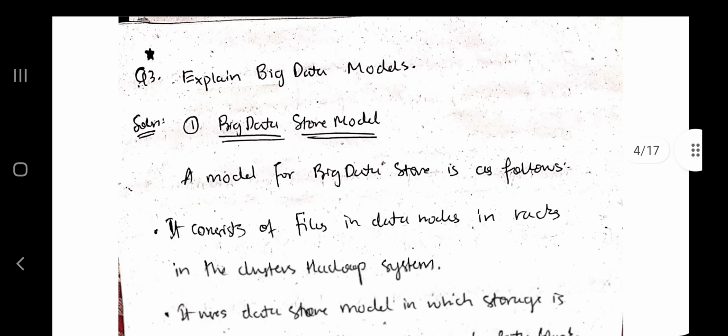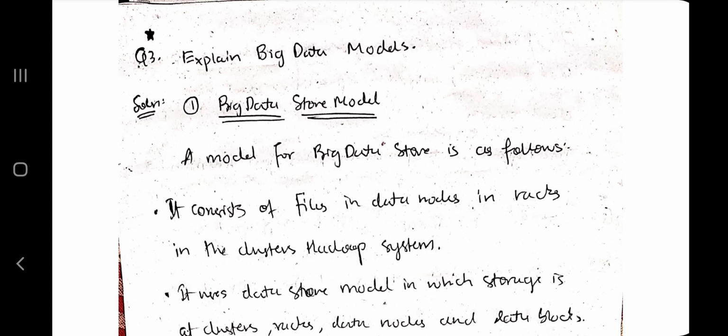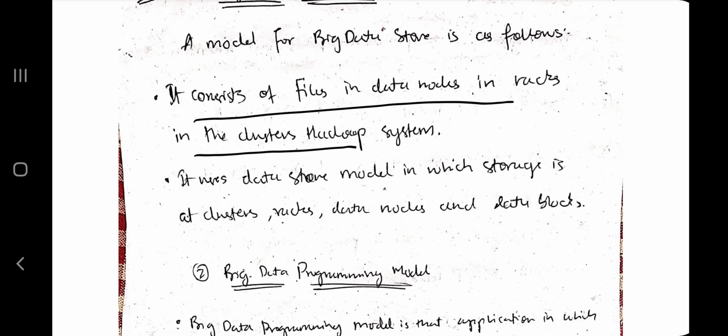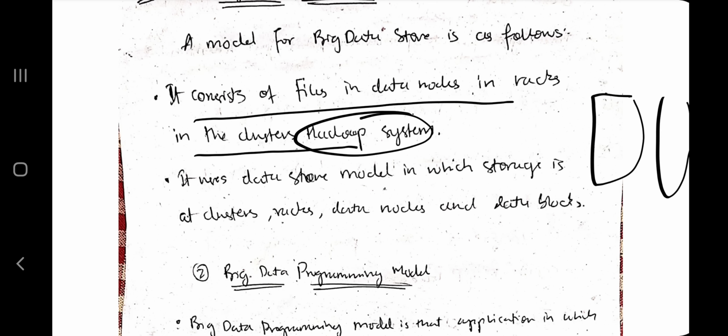Okay, moving on, we have the third super important question, which is: explain the big data models. How many models are there? Two models are there. Okay, big data, there are two models. The first one is the big data store model. In the store model, the first thing you'll be writing is it consists of files in the data models that are stored in the racks in data clusters of Hadoop system. Racks are there, and in the Hadoop system it is stored.